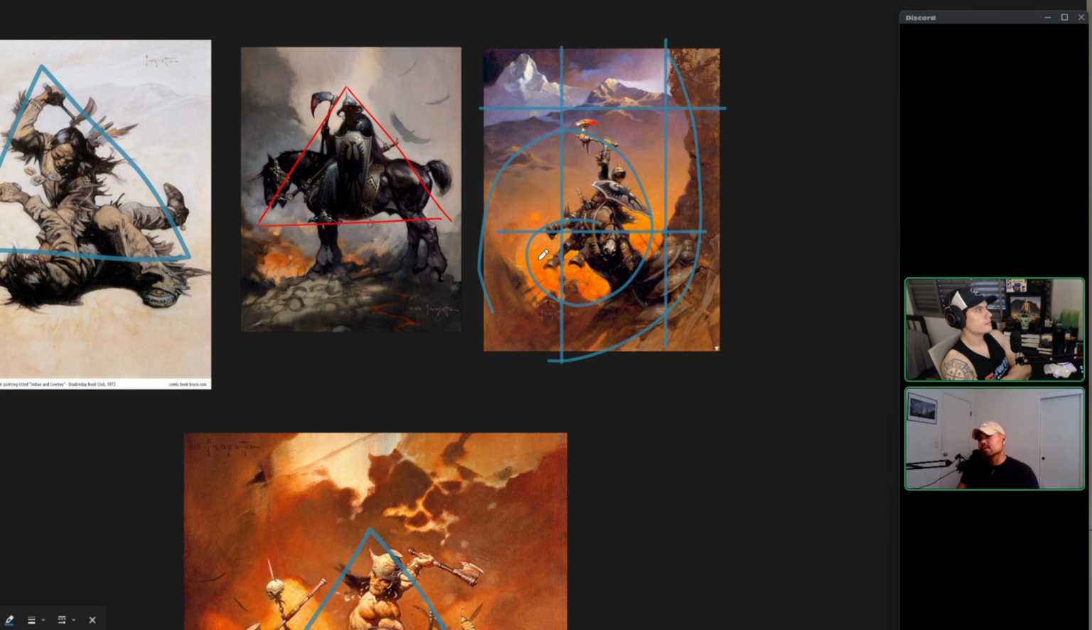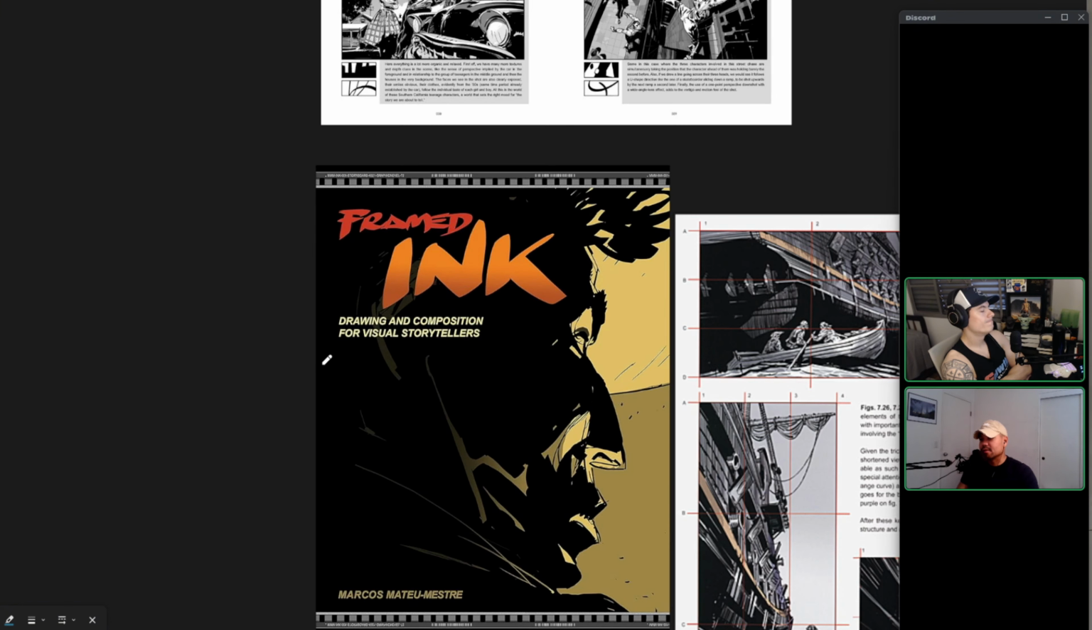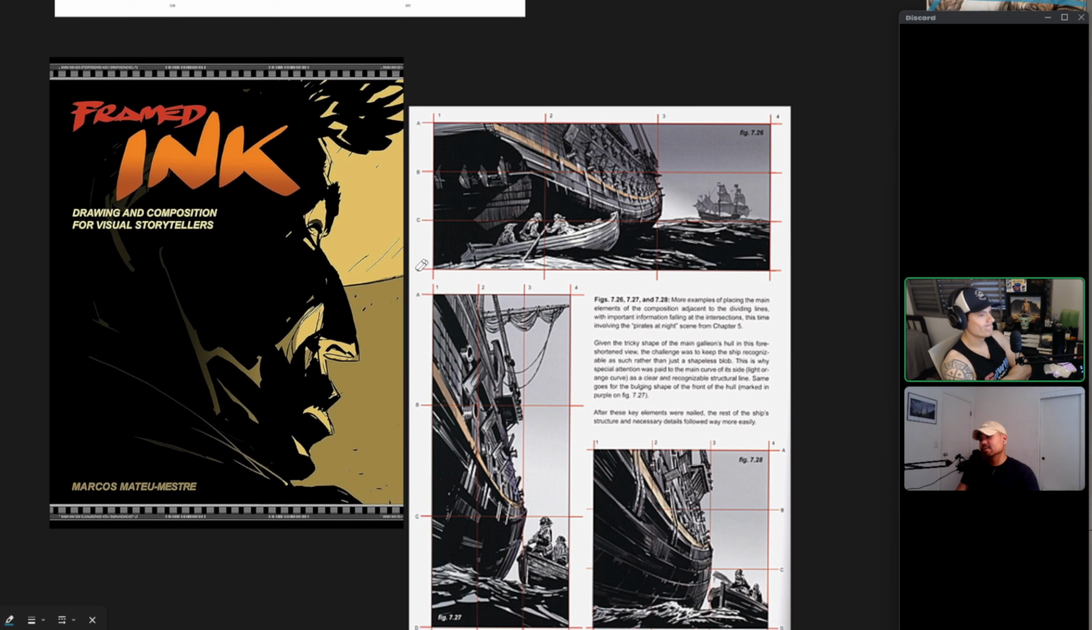So, what are some of the best books to study composition from? I would recommend this book. This is like the Bible of composition. That book literally changed the way that I see composition. I only got my hands on it earlier this year, and I wish I would have done it earlier. It's super helpful for beginner artists and professional artists. You can learn a ton from this.